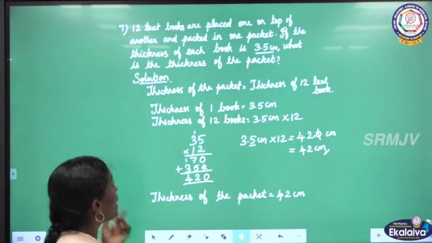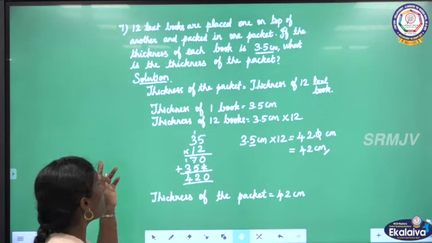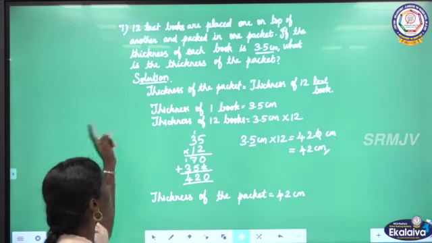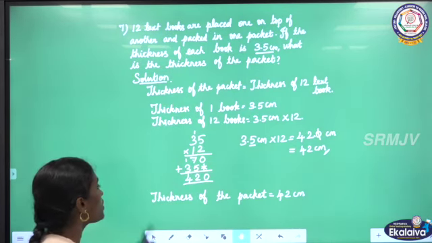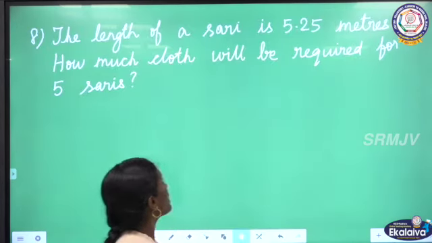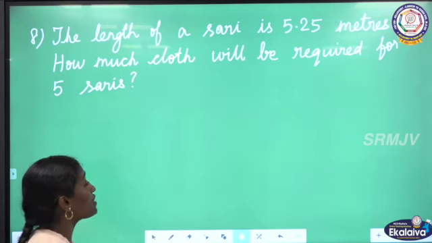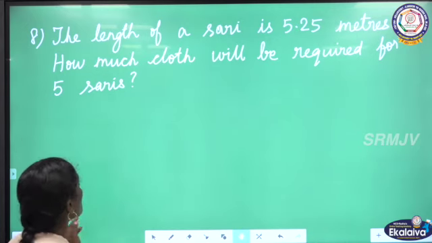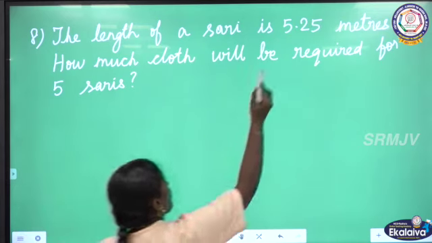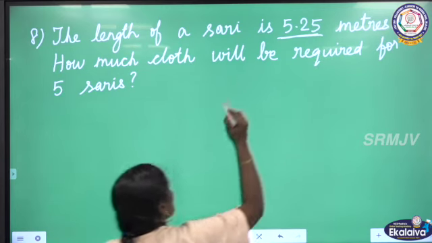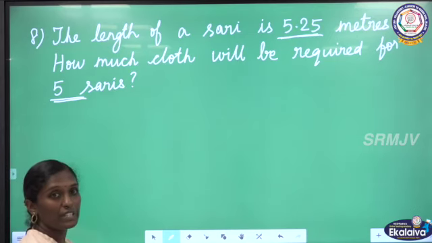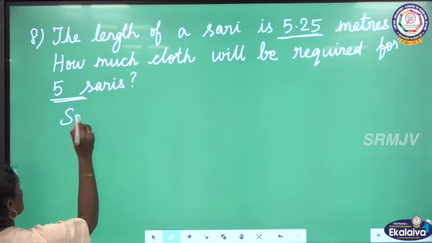Here they are making a packet of 12 textbooks. Here thickness of one textbook is given. By using that we are finding the thickness of 12 textbooks, which is equal to the thickness of the packet. Is it clear? The next question: the length of a saree is 5.25 meters. How much cloth will be required for 5 sarees? Here length of one saree is given. We are going to find out the length of 5 sarees by using multiplication. So let us start the solution.